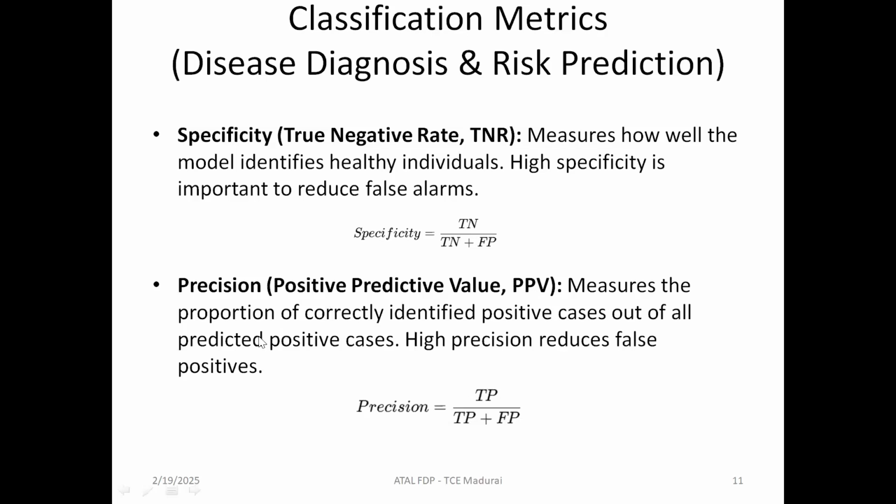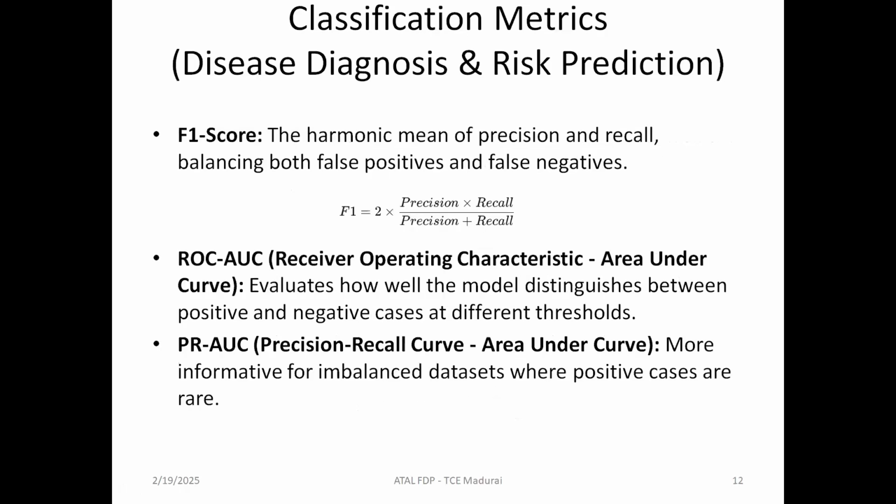Then precision, it measures the proportion of correctly identified positive cases out of all predicted positive cases. So here again, the positive and negative depend upon very slight changes. While dealing with precision in applying our real-time data set, carefully we have to define the positive as well as the negative one. Sometimes the negative may also come under the positive. Sometimes the positive may also come under the negative.